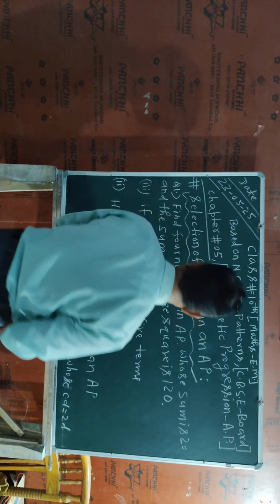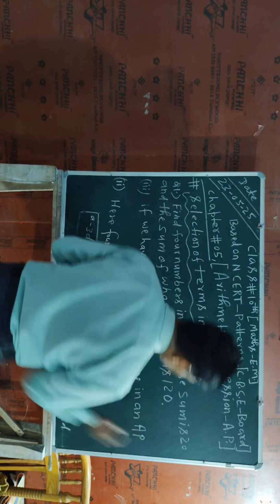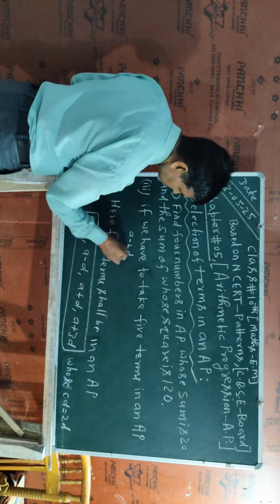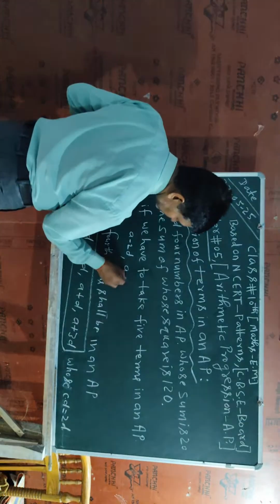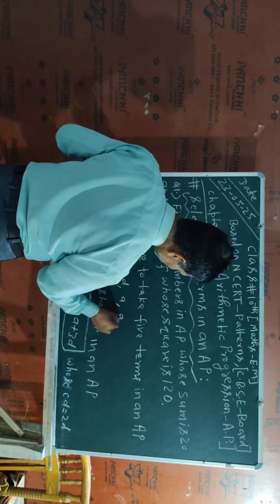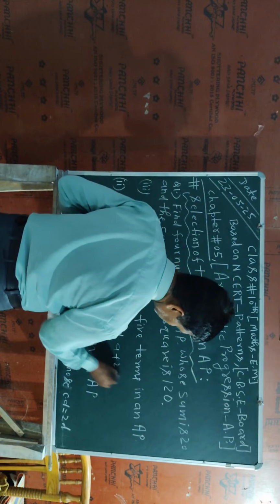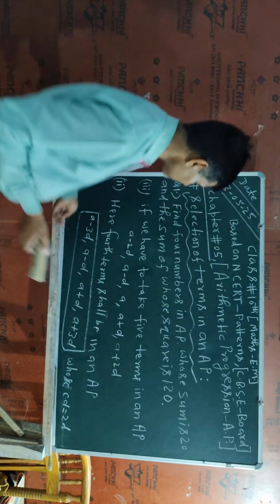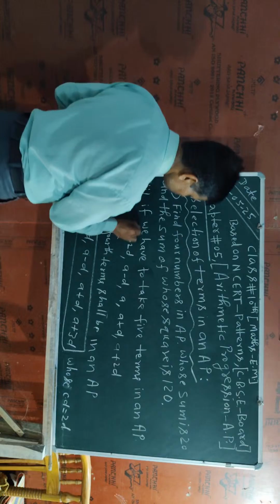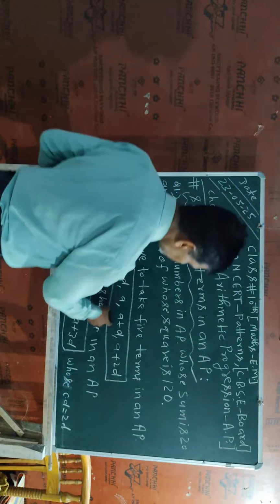In an arithmetic progression, those terms can be written as a minus 2d, this is the first term, the second term a minus d, the third term a, the fourth term a plus d, and the fifth term a plus 2d. Each and every student has to remember it, because if we have to take five terms in AP, we have to take them like this. So these are the first, second, third, fourth and fifth terms.